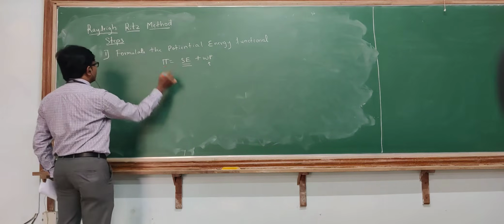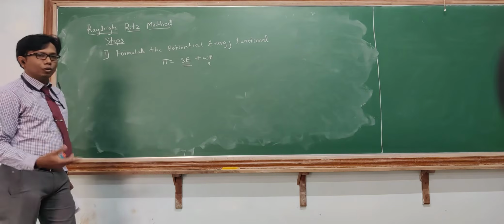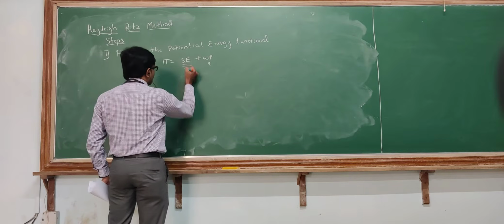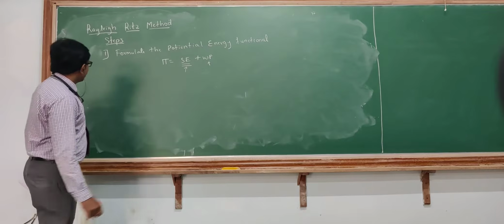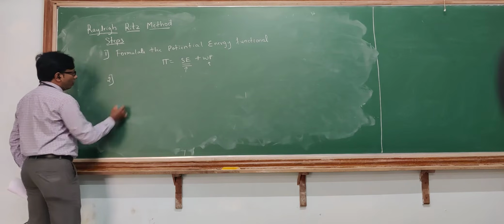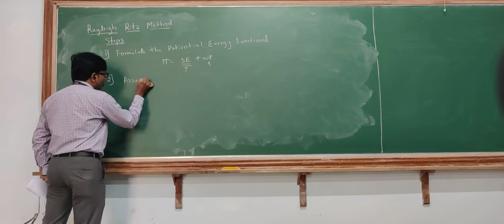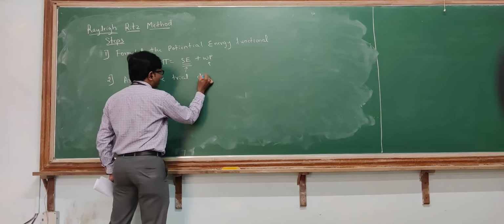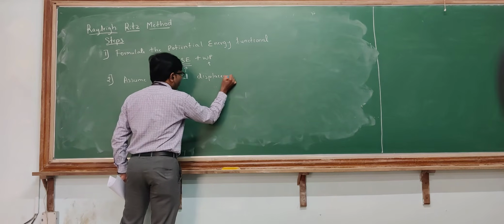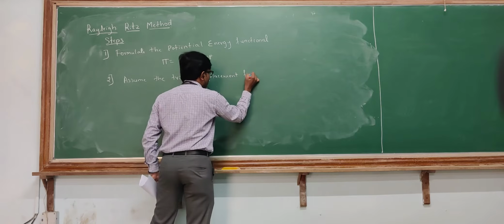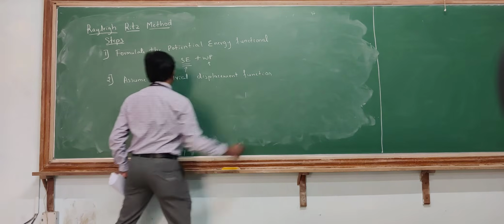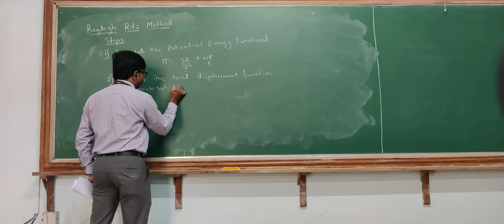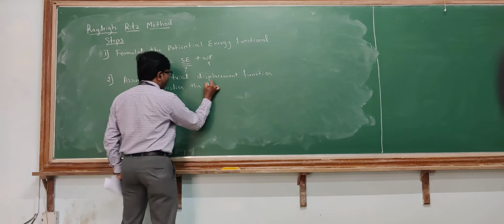So the first formulation totally depends on the application of the problem, whether it is a bar or a beam. You have to write the strain energy for that particular problem. Okay, the second step is that you have to assume the trial displacement function, which satisfies the boundary condition.